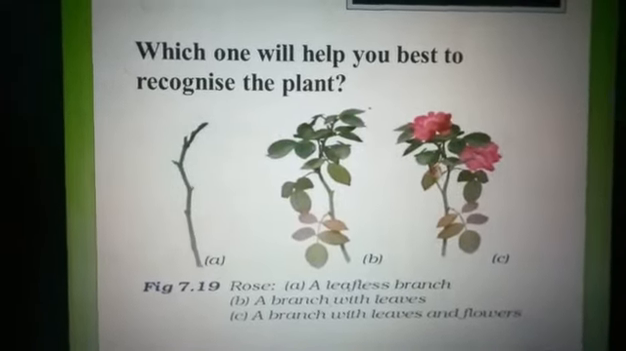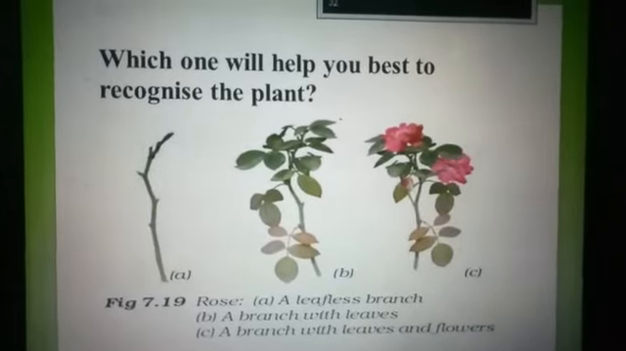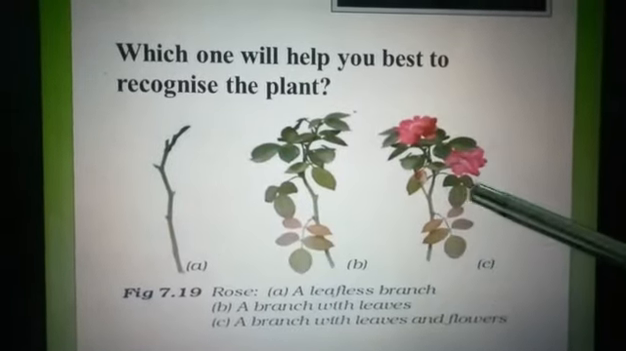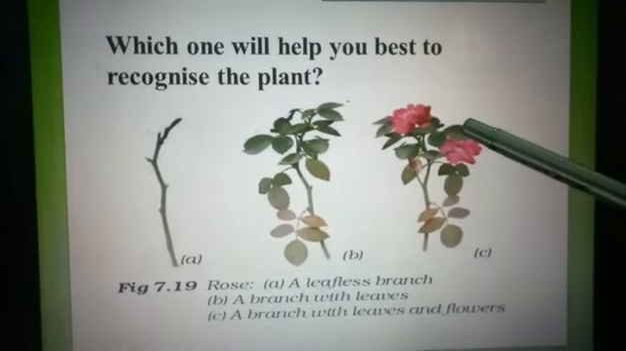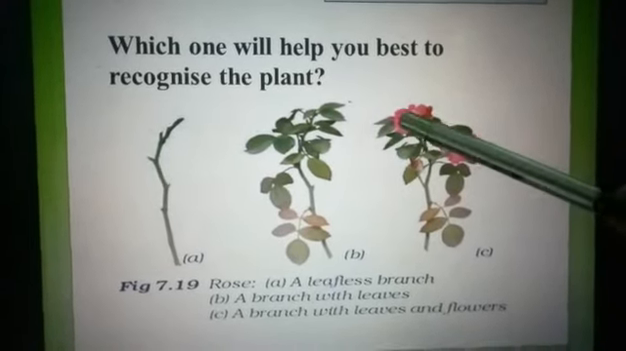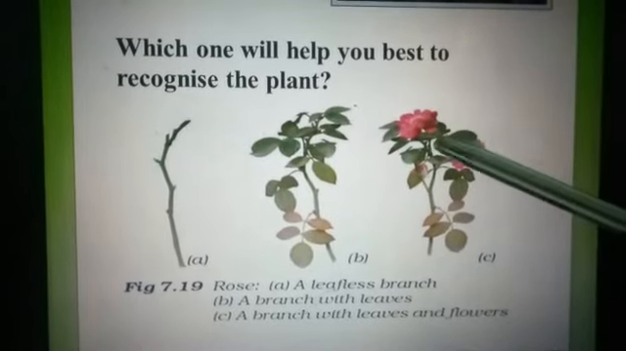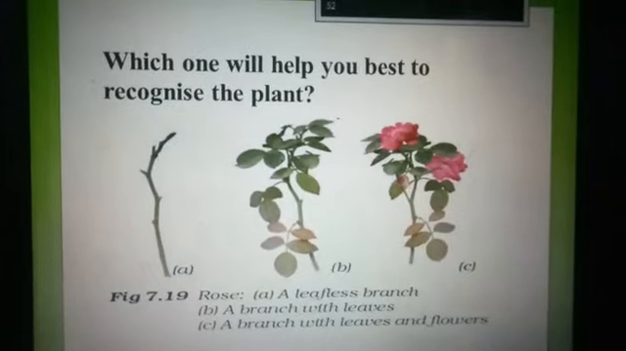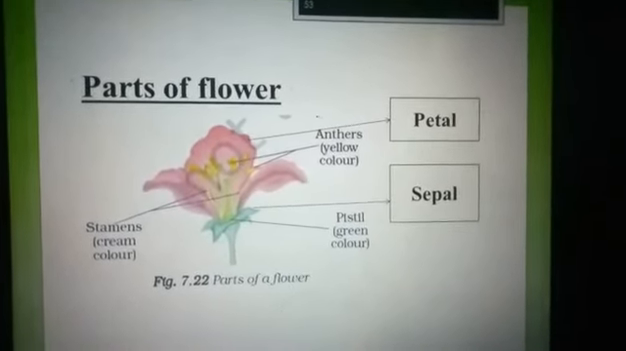And for you the question is, which one will help you best to recognize the plant? By observing this or this or this, which one helps you to recognize the plant? Your answer is the C one. Why? Because by observing its flower, right? What is the name of this plant? This one is the rose plant. Very good.